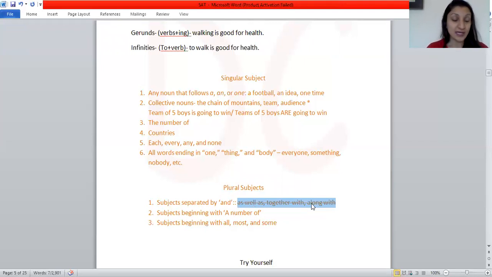So when you say Lily and Sarah are going to the party, you're saying are because of and. If you say Lily as well as Sarah are going to the party, it will be incorrect. You will have to say Lily as well as Sarah is going to the party. Doesn't sound good, but that's how you correctly use it. Okay, so these words do not make your subject plural.